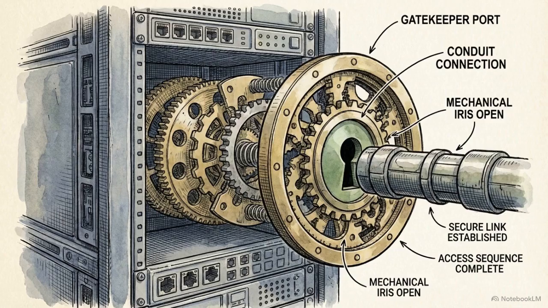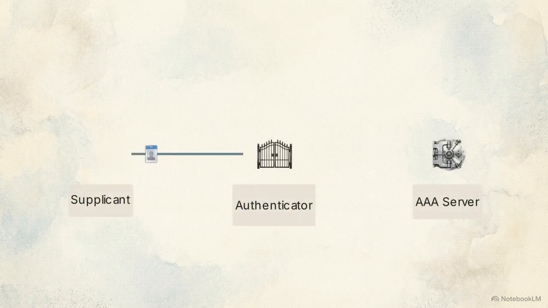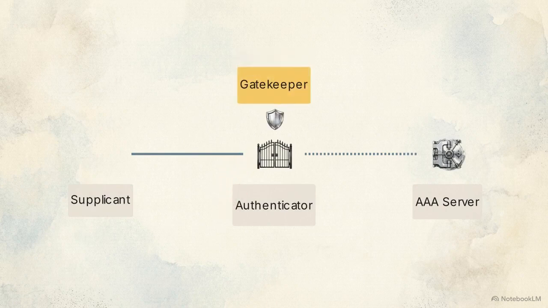The practical implementation of these encapsulated EAP methods is IEEE 802.1x. Formally named Port-Based Network Access Control, 802.1x applies to any network link, including wireless connections and VPNs. It ensures that clients cannot communicate with any internal resources until a dedicated AAA server, like RADIUS or TACACS+, verifies their credentials. The 802.1x device acts as an authentication proxy, forwarding the client's EAP requests to the backend server. No communication is allowed until the authentication process is finalized, effectively turning the network port into a gatekeeper.